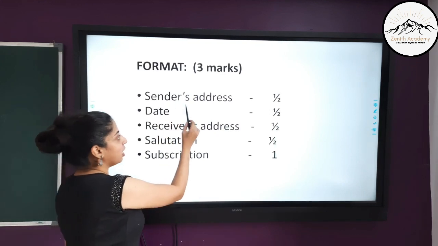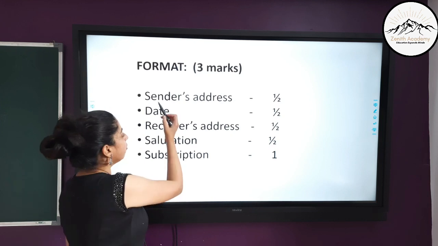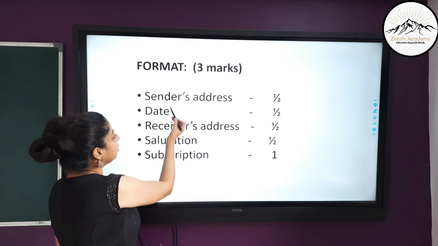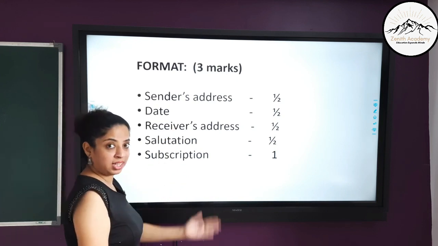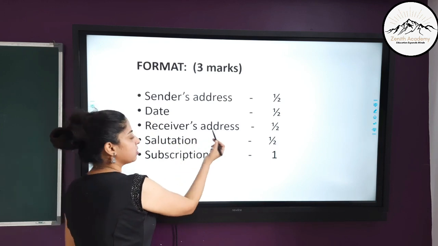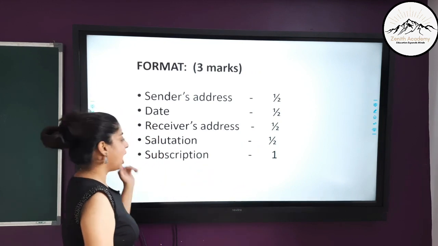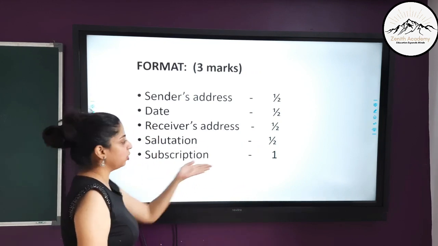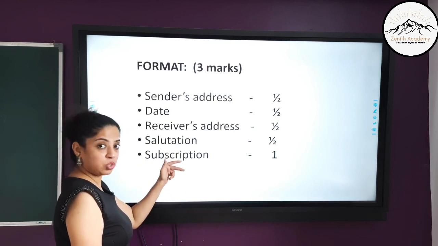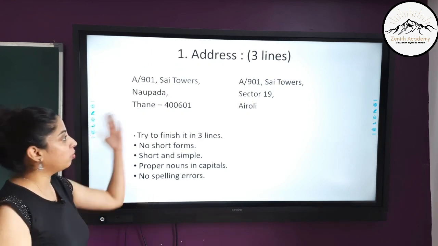If you write the perfect sender's address, I'll show you how, you get half a mark. If you write the date perfectly according to the format that I'll show you, you get half a mark. For writing the perfect receiver's address, you get half a mark. For writing the salutation, you get half a mark. And the subscription, that is the end part, you get 1 mark for it because there are 2 lines in it. I'll tell you how to get this 1 mark perfectly. First we'll talk about address.